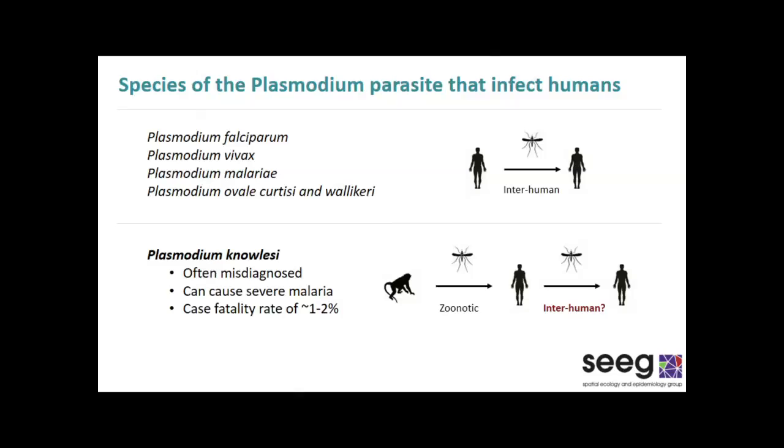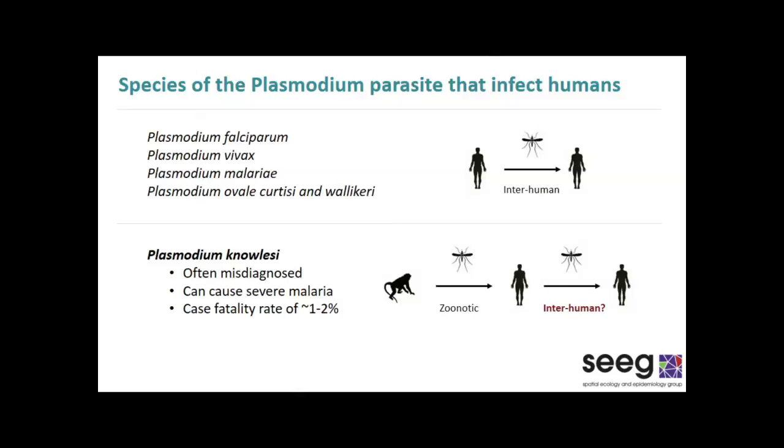It is one of six Plasmodium species that are known to infect humans and cause malaria. The top five are principally transmitted from human to human via mosquitoes. Plasmodium knowlesi is transmitted primarily from macaques to humans. And there's currently no evidence of naturally occurring human-to-human transmission.